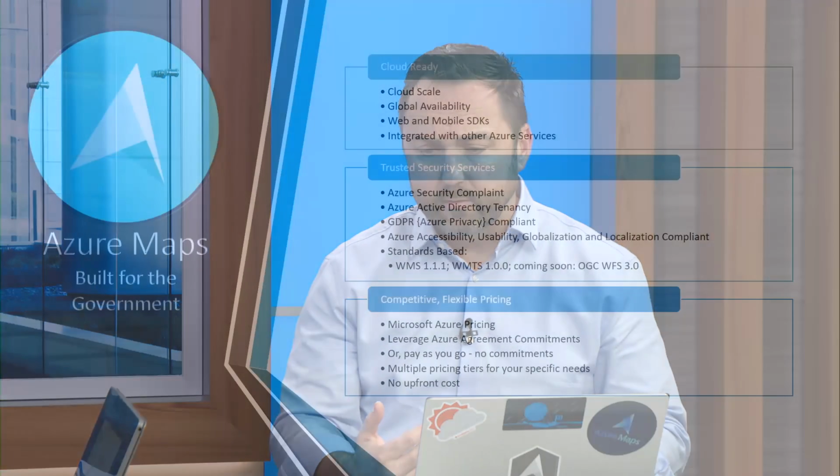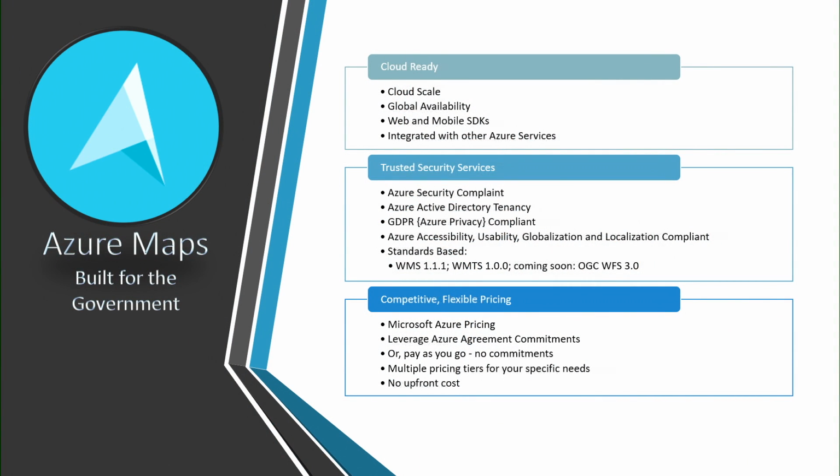This is an important factor, and it's actually not easy to achieve, right? But we are fully cloud scale. So when we talk about cloud ready, we're talking about cloud scale. We're talking about global availability. We're talking about a web and mobile SDK fully integrated with other Azure services as well. So when you come to Azure and you want to use Azure capabilities, Azure Maps is probably integrated to other services as well. And then trusted security services.